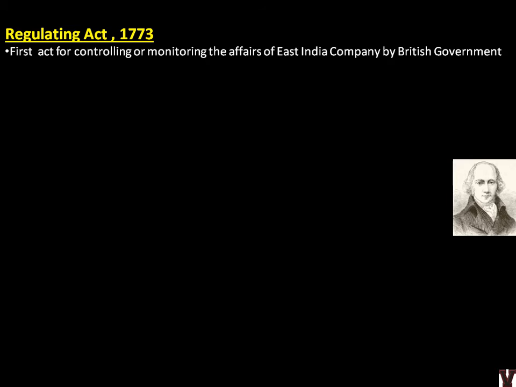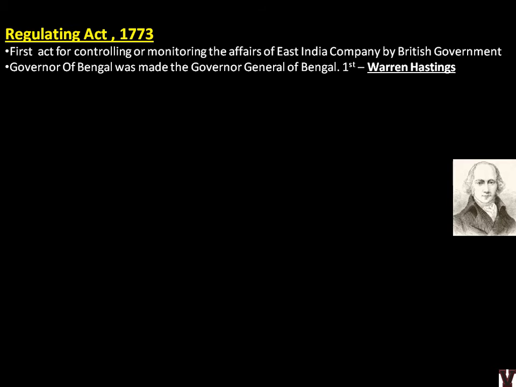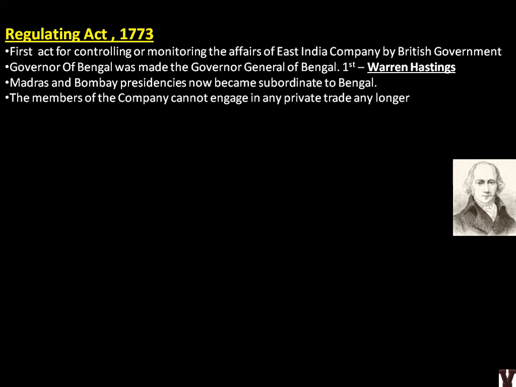So this was the first act for controlling or monitoring the affairs of East India Company by the British government. The Governor of Bengal was made the Governor General of Bengal, and the first is Warren Hastings. Madras and Bombay Presidency now became subordinate to Bengal. The members of the company cannot engage in any private trade any longer.